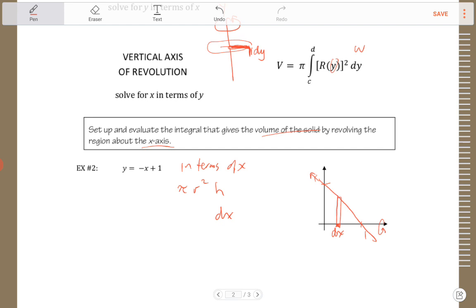Well, what's its radius? We got to find out what its length is here. Well, we're going from the line itself, which is negative x plus 1, and we're going all the way down to 0. So its length is going to be negative x plus 1 minus 0, or in this case, it's really just negative x plus 1. That is what its radius is. The radius is equal to negative x plus 1. So we can go ahead and plug that into our equation. We have pi times negative x plus 1 quantity squared, that's pi r squared, times h, which is dx.